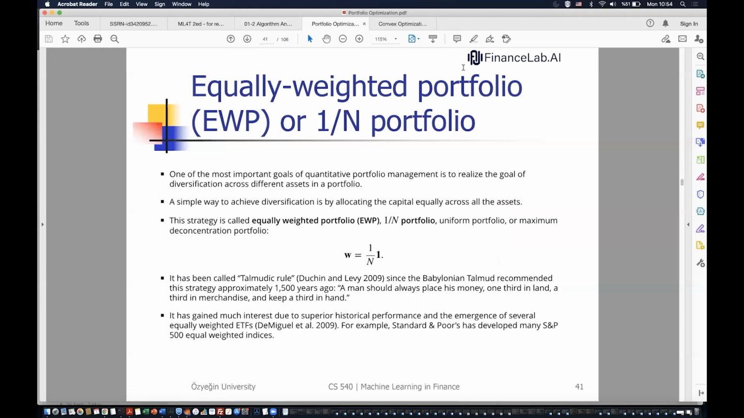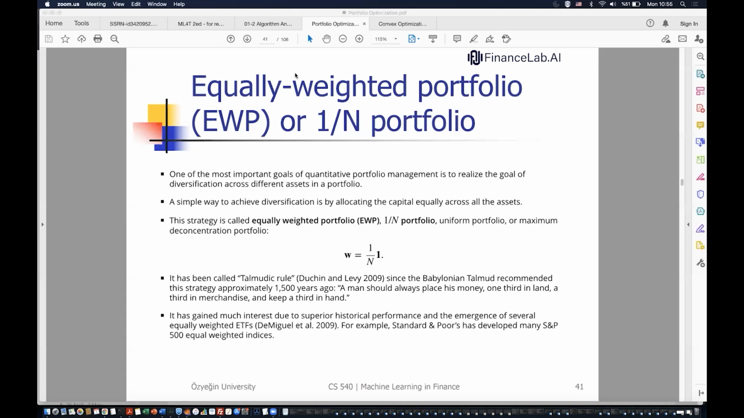So again, the goal of this quantitative portfolio management is diversification. The reason that we are not investing all our money into one stock, but investing our money into different stocks and kind of balancing them, is the quantitative portfolio management. And this is what diversification is all about, and that's what we are trying to achieve. One simple way to achieve diversification is basically to allocate our capital equally into all assets.